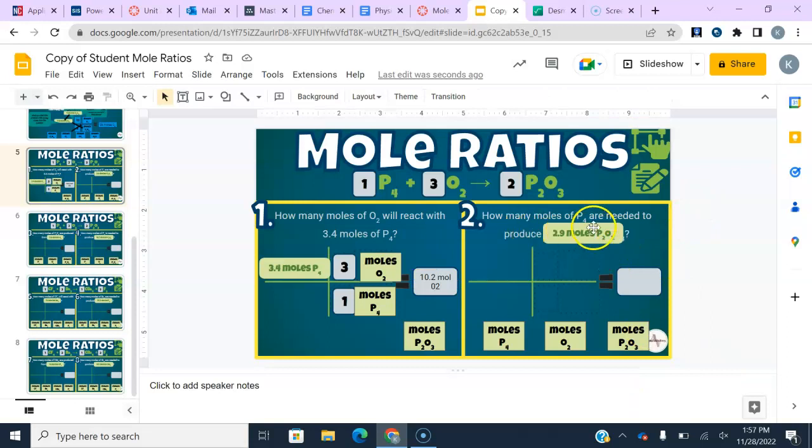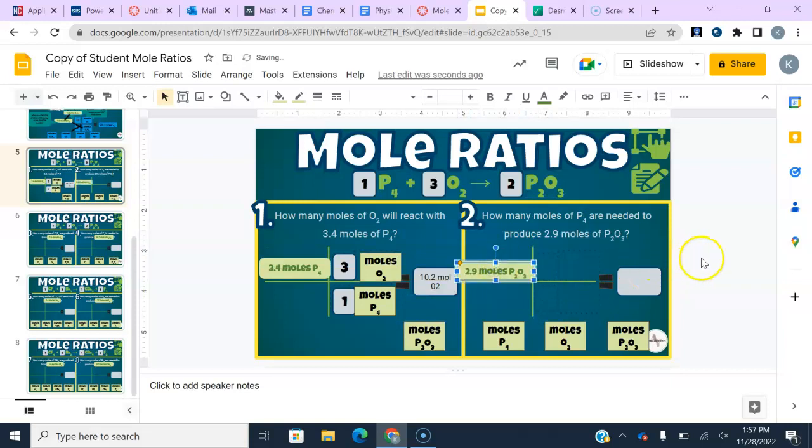So then let's do number 2. How many moles of P4 are needed to produce 2.9 moles of P2O3? Same thing, I'm going to drag and drop my known to get us started over here on the left-hand side. And now I'm going to set up my ratio. I want to get rid of my P2O3, so my moles of P2O3 need to go on the bottom. And I want to be left with my moles of P4, so my moles of P4 need to go on the top.